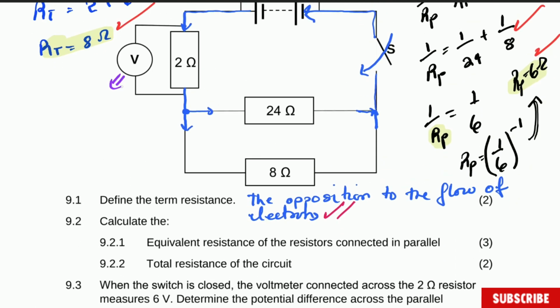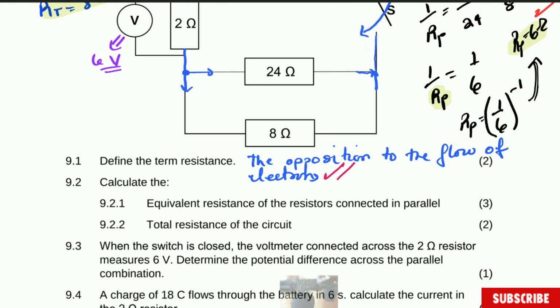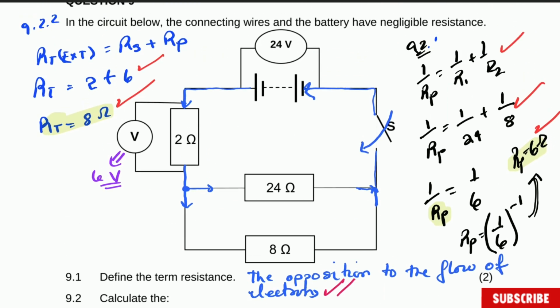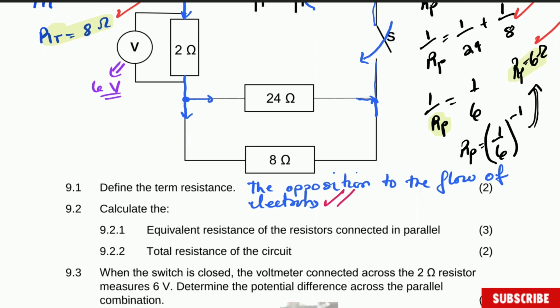So this potential difference here is 6 volts. It's given to you. Determine the potential difference across the parallel combination. So what we have is that the total potential difference is 24. We know that the total potential difference, which is actually the EMF, but this is not EMF, is the terminal potential difference. So let's write here, this is question 9.3.